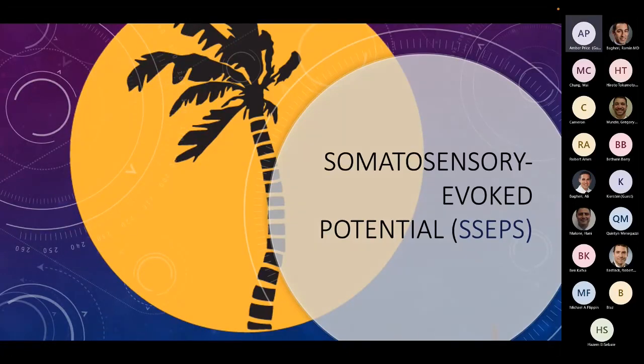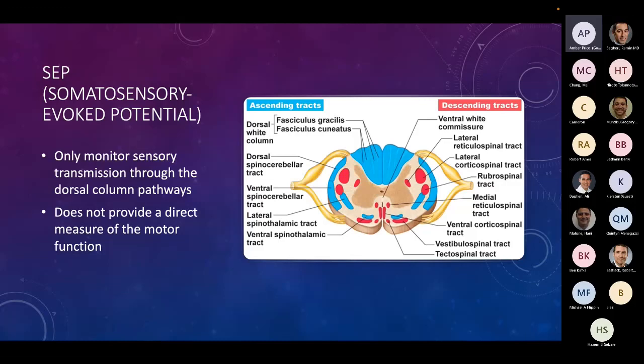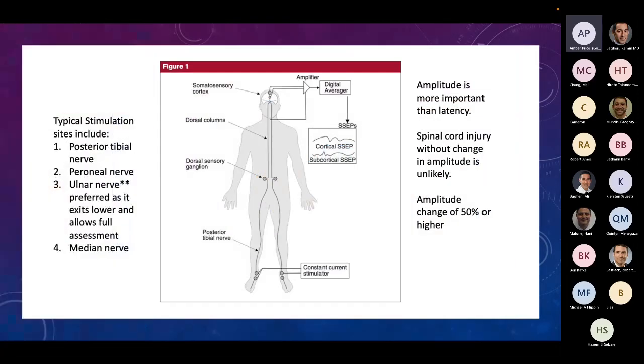Somatosensory evoked potentials are what we'll first discuss. So these are monitoring primarily of the dorsal column pathways, on the right-hand side there in blue. And they do not provide a direct measure of the motor function, but rather primarily the vibratory and perceptive senses that are found in the dorsal white columns. Intraoperatively, the typical stimulation points include the posterior tibial nerve, the peroneal nerve, the ulnar nerve, and the median nerve.